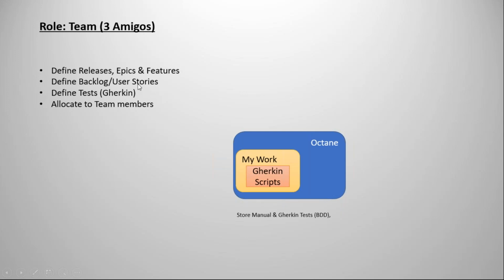Once the user stories have been defined, then obviously they can be ranked, they can be added to releases and added to sprints if it's a Scrum, for example. So we've already got that set up in Octane, which we'll have a look at in a moment. We've already defined a release, an epic. We've got a couple of user stories. So we've got to that point.